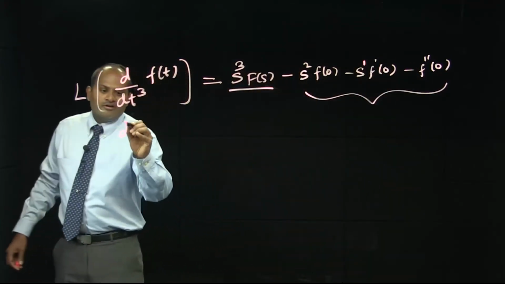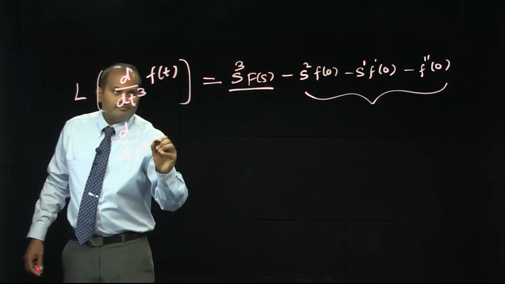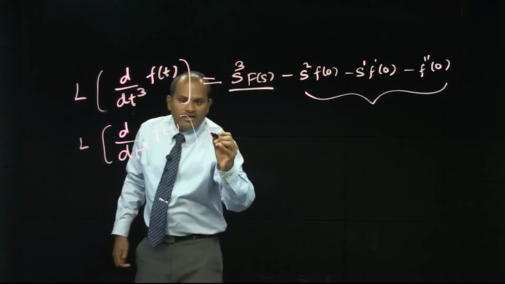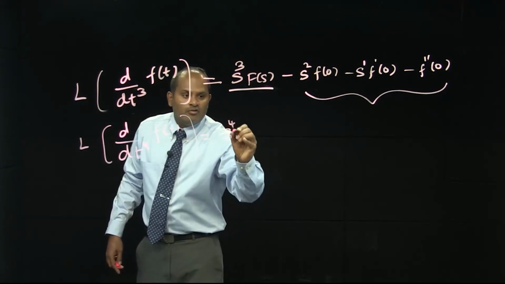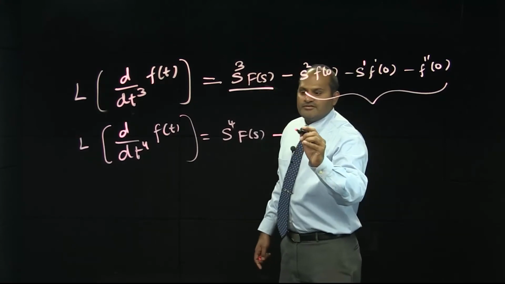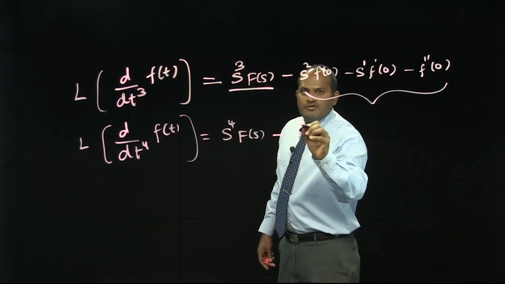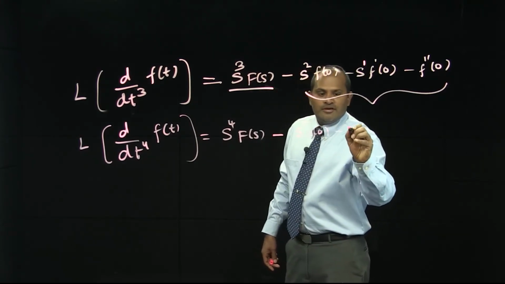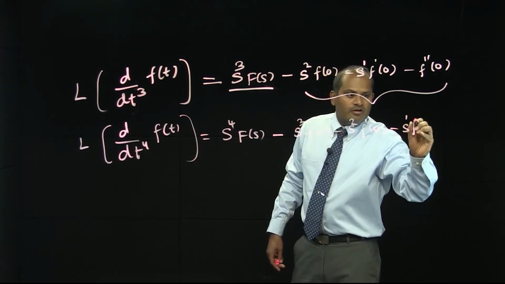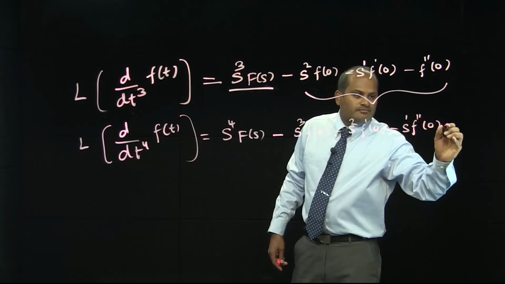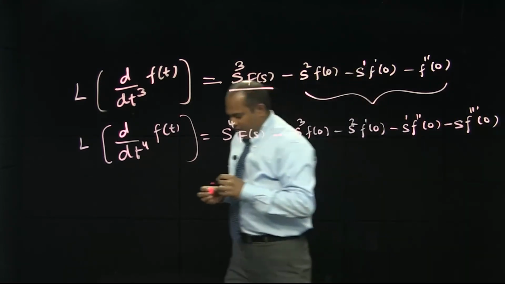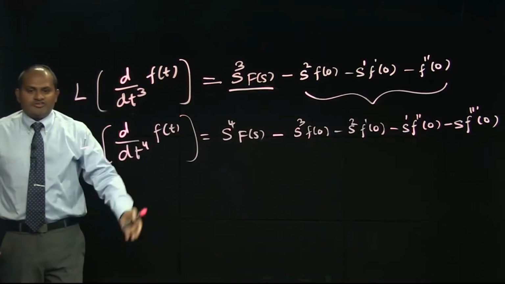Suppose I have a fourth differential. Then I have s power 4 f of s minus s cube f of 0 minus s square f dash of 0 minus s power 1 f double dash of 0 minus s f triple dash of 0. So, you can actually follow the structure very easily.